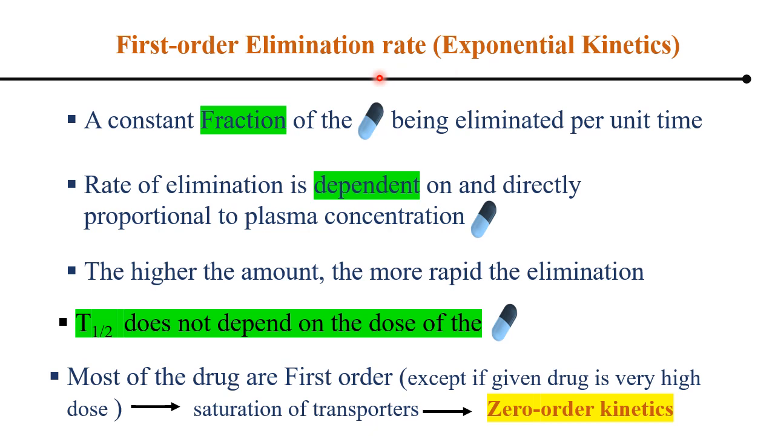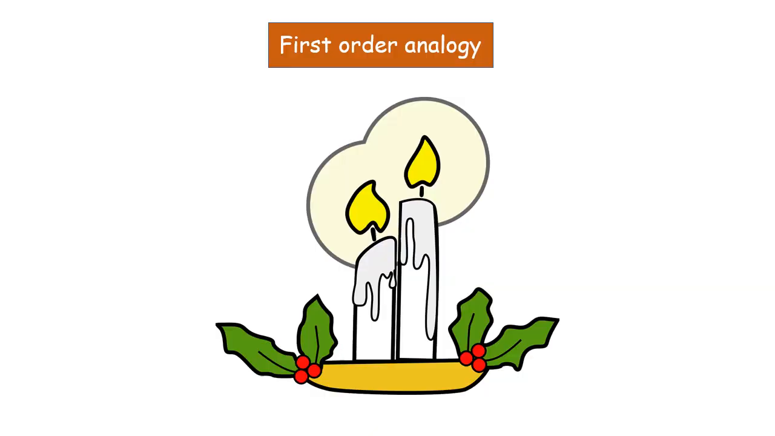And the fourth one is that most of the drugs are first order, except if you give a drug in very high dose. If you give a drug in very high dose, it will lead to saturation of transporters and it undergoes zero order kinetics. We'll learn about zero order kinetics in further slides. This is the concept of first order.